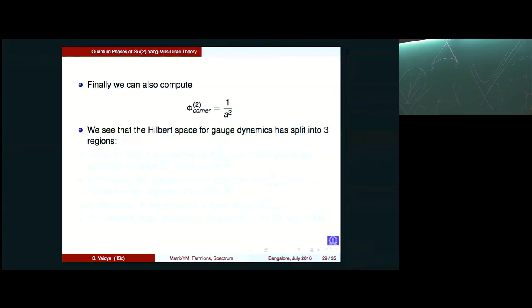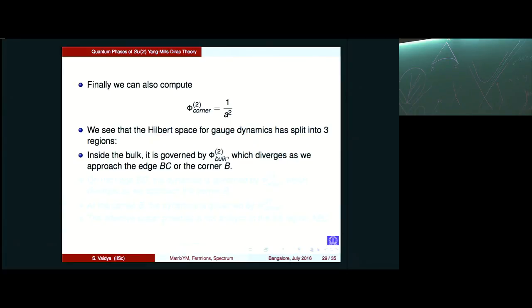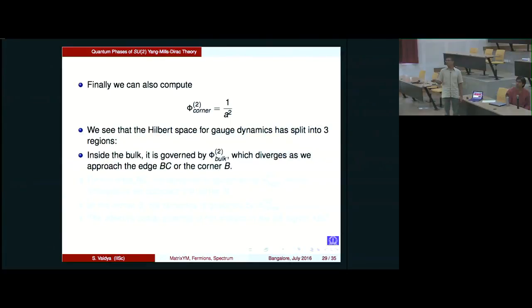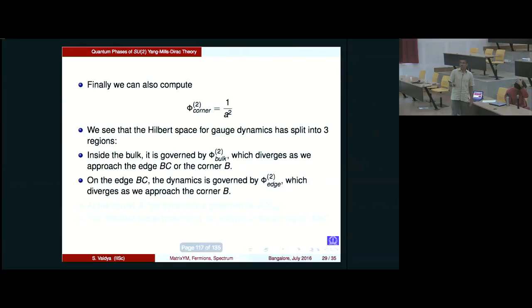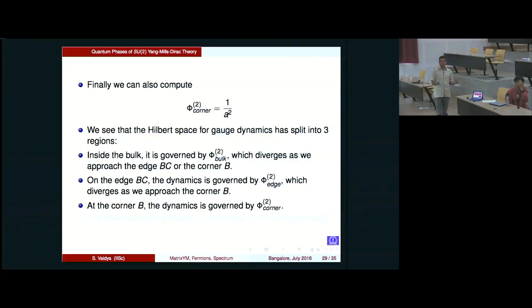So what it means is that for the dynamics of the slow degrees of freedom, the Hilbert space has split into 3 distinct regions. One is the bulk, where the dynamics is governed by this phi bulk, and it diverges as you approach either the corner B or the edge BC. The other is this edge BC, where the dynamics is governed by phi edge, which you can compute independently and is perfectly well defined on the edge. But the phi edge itself diverges as you approach the corner B. And finally, at the corner B, where again you can compute the effective potential, the dynamics is governed by that. So this effective potential, if you like, is not analytic in this full region ABC.